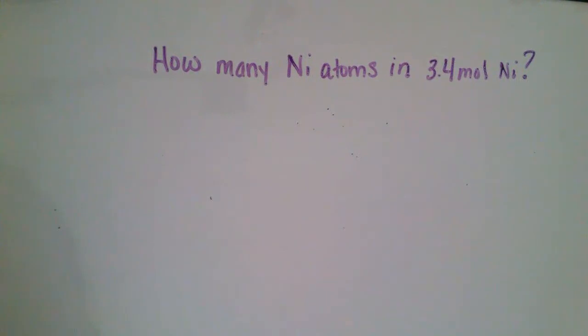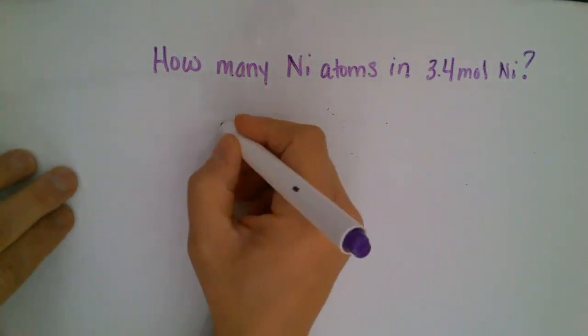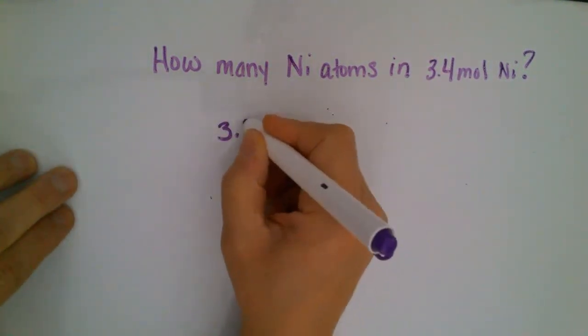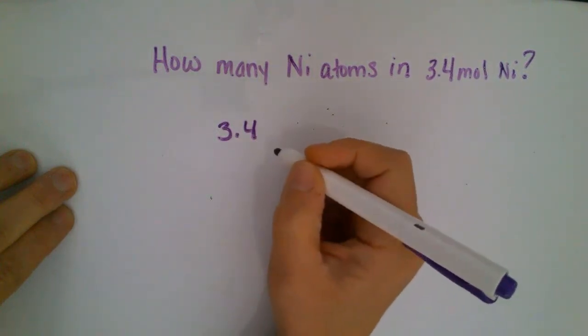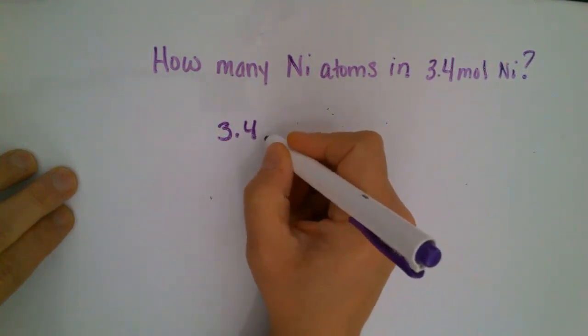So the question is, how many nickel atoms are in 3.4 moles of nickel? Now we know that 1 mole of any substance or any compound equals 6.022 times 10 to the 23rd atoms. So we can use the conversion factors or the dimensional analysis that we did last week to help us figure this question out.